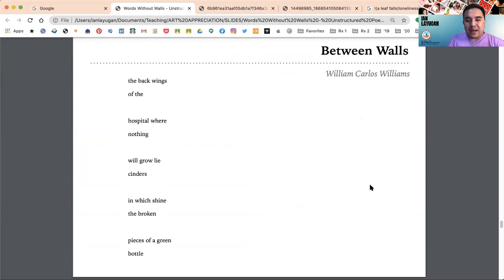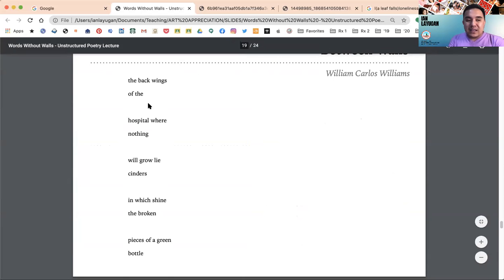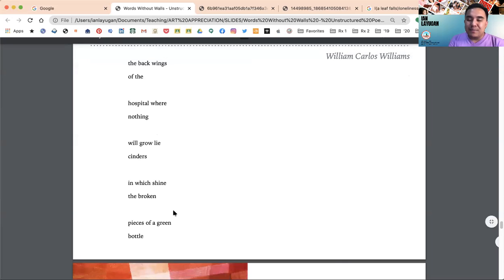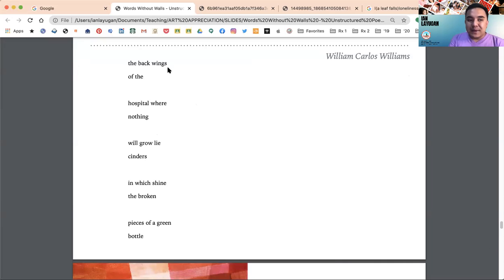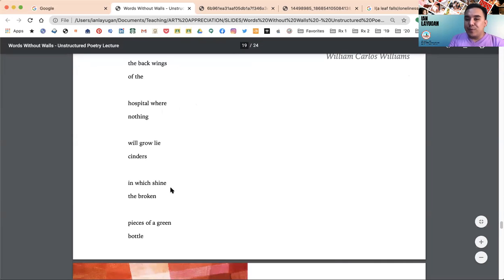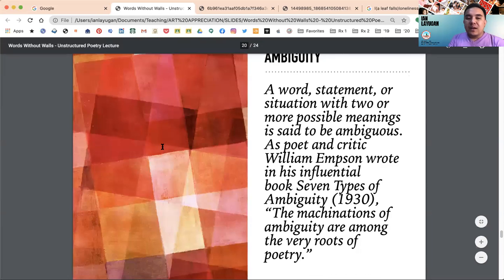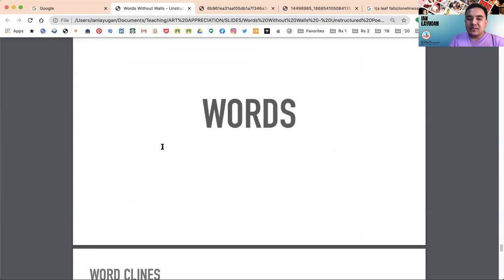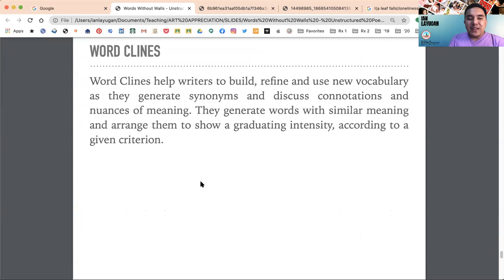So going back, Between Walls is like the cousin of The Red Wheelbarrow by William Carlos Williams. Enjama means you cut the lines. Even if it's a sentence, you cut it so that it falls into different lines. The back wings of the hospital where nothing will grow like cinders in which shine the broken pieces of a green bottle. So it's a sentence, but he cut them into poetic lines. That's what you call enjambment or enjama. Ambiguity, it has many meanings. Ganun lang naman.